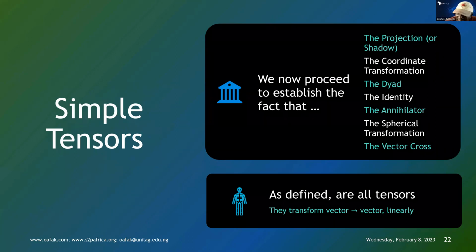We will show again that that identity transformation, you supply a vector, it gives you a vector, and the transformation is linear. Then we will introduce the annihilator transformation. And we'll show you that the annihilator transformation transforms tensor to tensor and does it linearly. We introduce the spherical transformation. We again show that the spherical transformation transforms vectors to vectors and it does it linearly. And therefore, it's a linear transformation and it is a tensor.